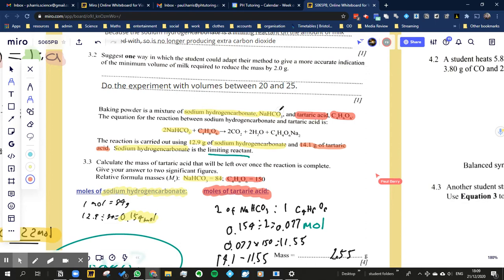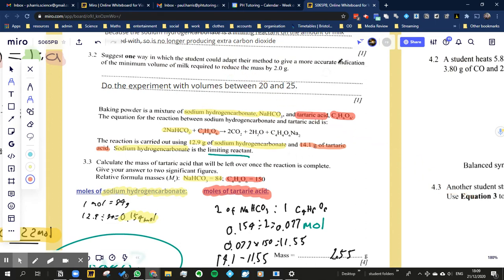So all of the tartaric acid is used up. And that would mean that the sodium hydrogen carbonate is in excess. So the 12.9 grams is more than enough to react with the 14.1 grams of tartaric acid. So we don't know how much of the sodium hydrogen carbonate reacts with the 14.1 grams of tartaric acid, but we know it's less than 14.1 grams because it's in excess, because the other one is the limiting reactant.